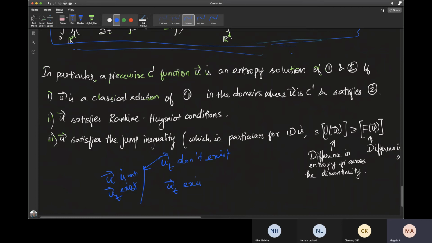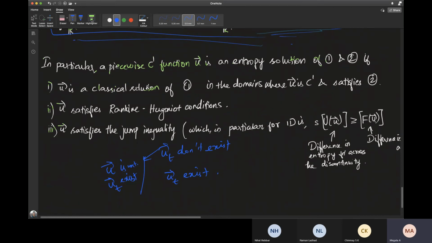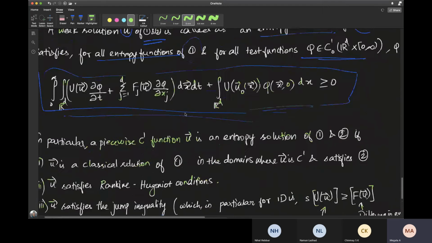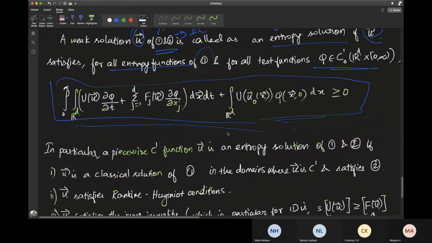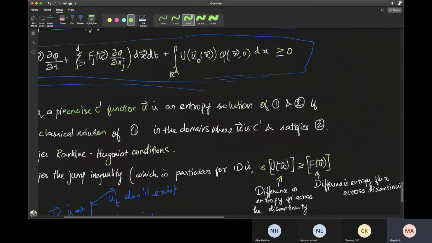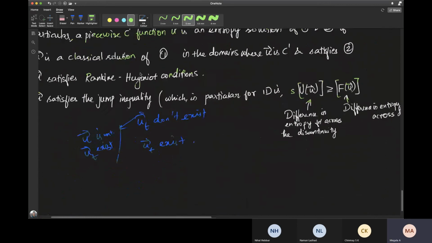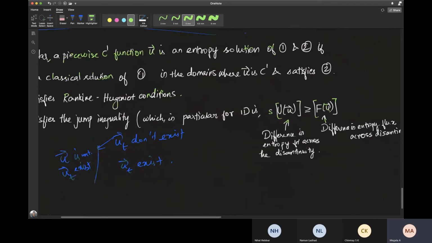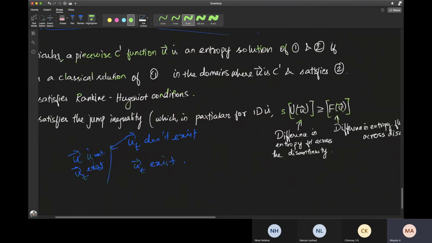So in this region, you require your U vector to be a classical solution to the PDE, and along the discontinuity, you require satisfaction of Rankine-Hugoniot conditions, and you require satisfaction of this dump inequality. That is, this big inequality has been simplified into the small one for this piecewise P1 function. This is actually the same thing, that is, speed of discontinuity. This is similar to the Rankine-Hugoniot conditions that we derived last time.